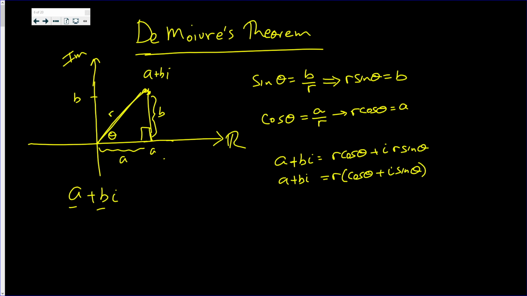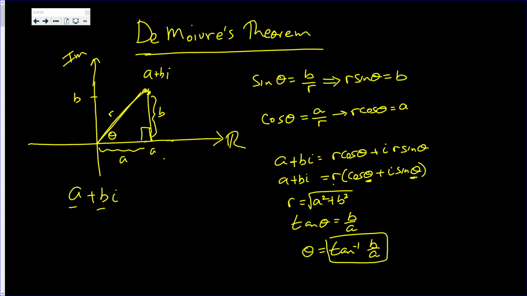Well, what exactly is r and what is theta? Pythagoras will tell us that r squared is a squared plus b squared. But since I only want r, r will equal the square root of a squared plus b squared. And I know that the tangent of the angle is b over a. So theta is the arctangent of b over a. So I know what theta is in terms of a and b, and I know what r is in terms of a and b. So I have it all.